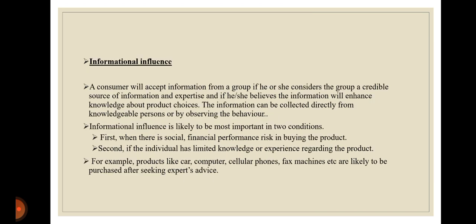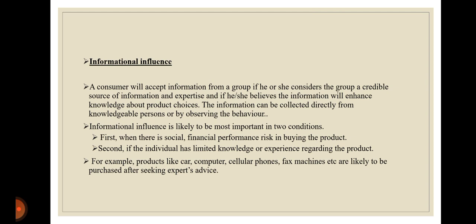Next one is informational influence. A consumer will accept information from a group if he or she considers the group a credible source of information and expertise. A consumer is going to ask about the product from the group where she or he finds that this group is expert in buying this product, or is very knowledgeable about the product which I want to buy, and they are going to rely on that information and knowledge which they are providing. The information can be collected directly from a knowledgeable person or by observing the behavior.